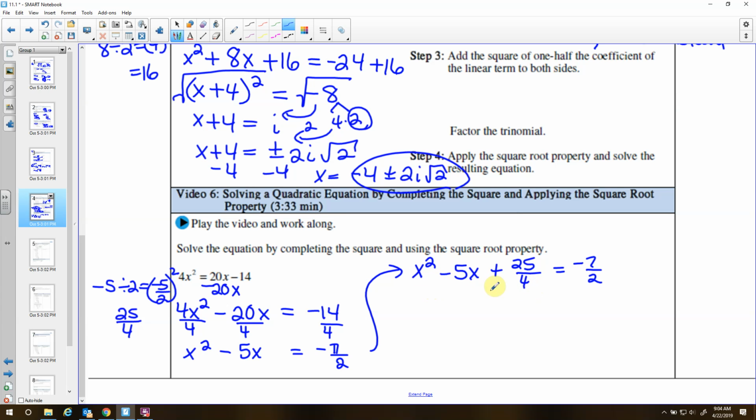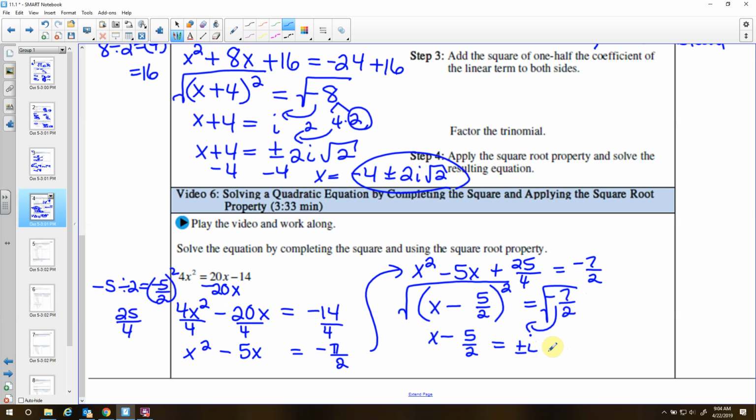Now, if I want to factor this trinomial right here, look at what I had before I squared it. I had a negative 5 over 2. So x minus, because I have a minus here, the square root of 25 over 4 is 5 over 2. So that's what's going to go here, squared, equals negative 7 over 2. So now we're going to square root both sides. So x minus 5 over 2 equals, bring out the i. So I'm going to have an i plus or minus, and then it's going to be square root of 7 over 2.